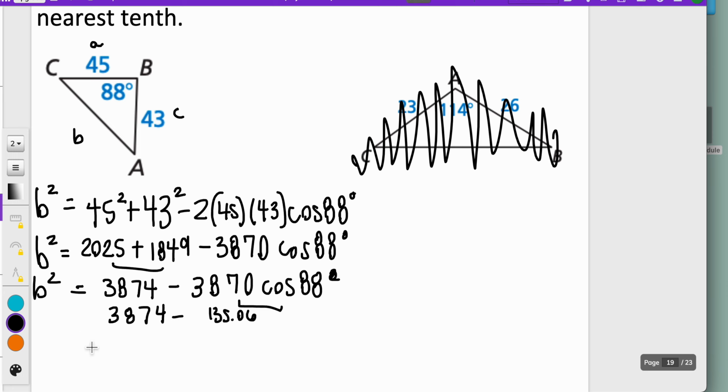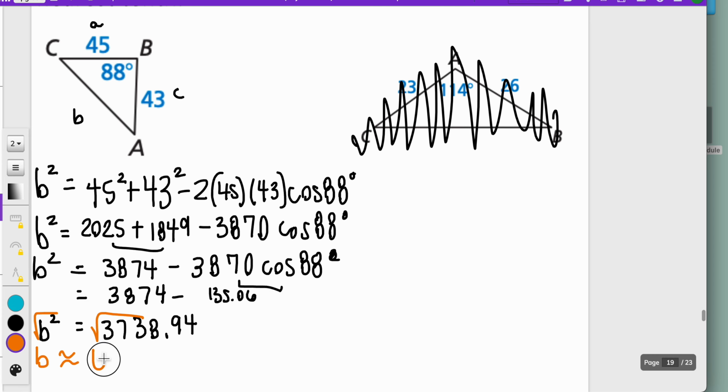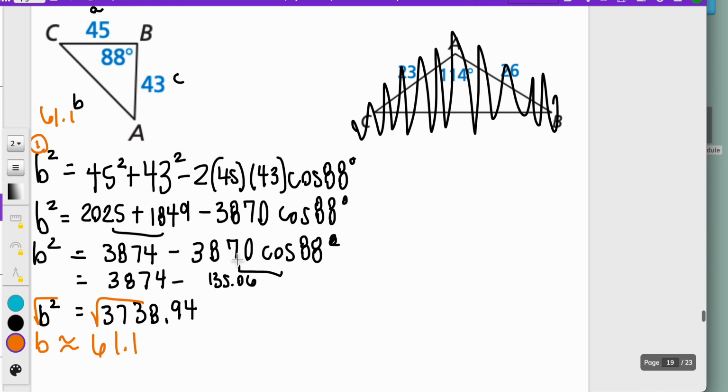3,874 minus 135.06, I'm going to get B squared is equal to 3738.94 if I round that. And then to find my answer here, I'm just going to take the square root of this. So B is approximately, to the nearest tenth, 61.1. Now that we have that, that was step 1.